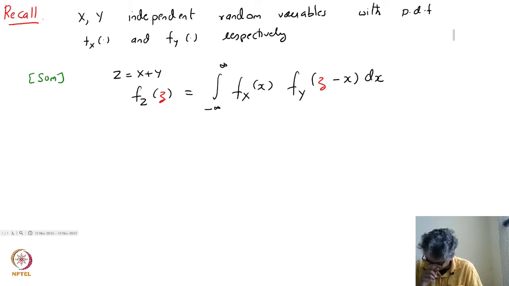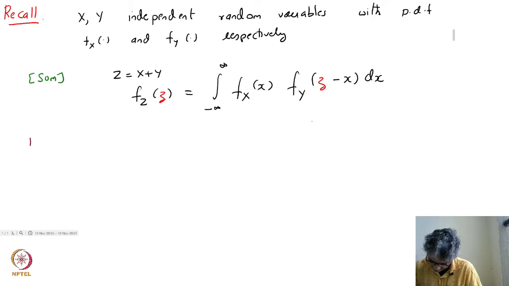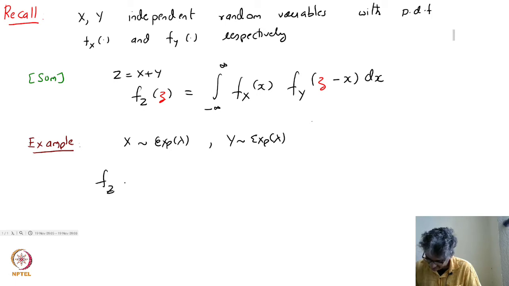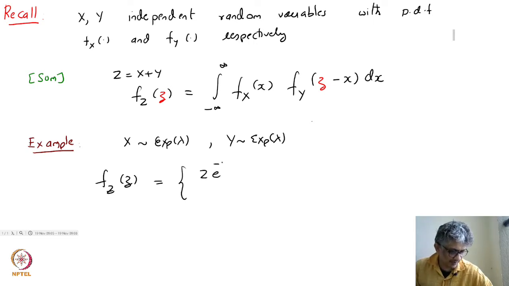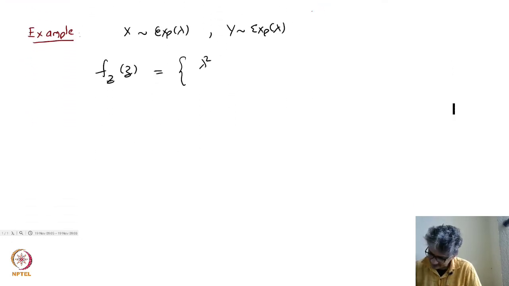So from this, I had shown you an important example where you take X exponential lambda, Y also exponential lambda, then the density of Z was given by, let me get that gamma formula correctly, I always make a mistake, lambda squared z e to the minus lambda z, when z is non-negative and 0 otherwise.